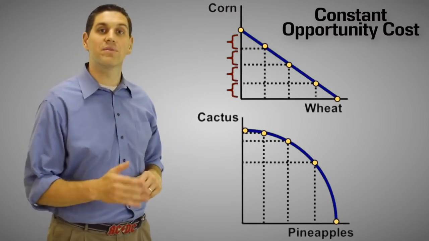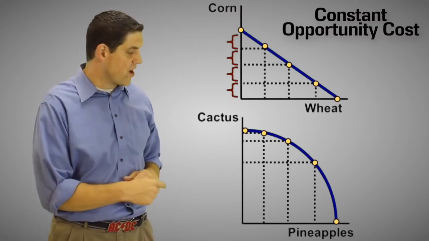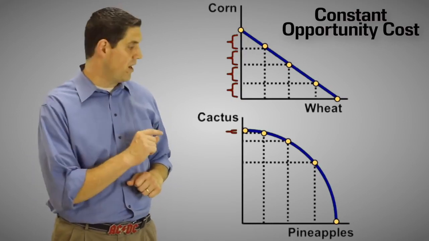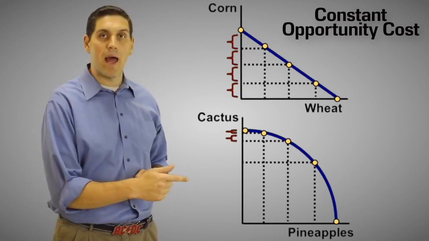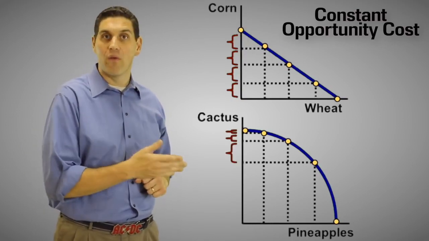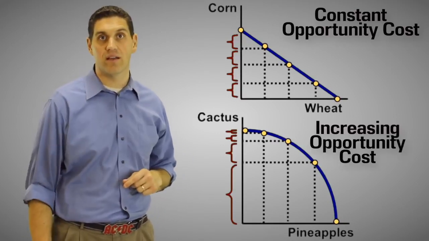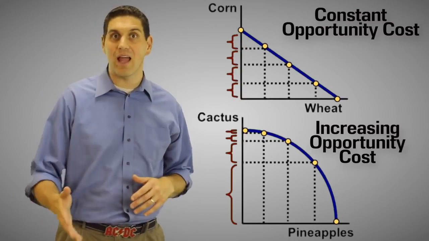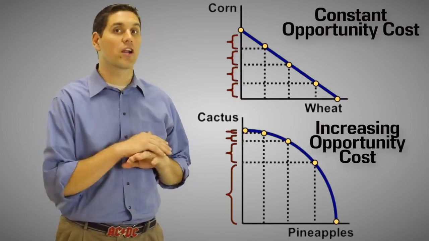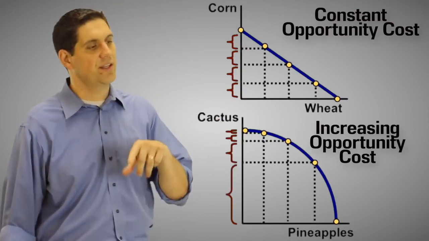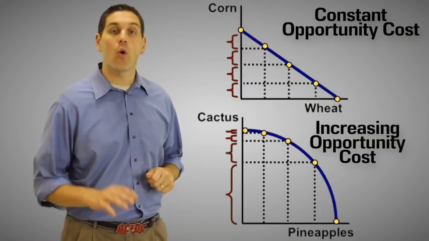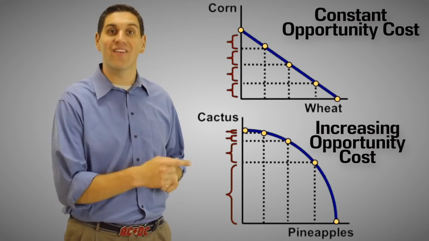But down here, when it comes to cactus and pineapples, when you produce the very first pineapple, you give up just a little bit of cactus. When you produce the next pineapple, you give up even more, the next one even more, and the last one, a whole lot of cactus you give up. This is called increasing opportunity cost. It's because the resources, the land and climate to produce pineapples and cactus are completely different. But the plural of cactuses is cacti. What? Cacti!